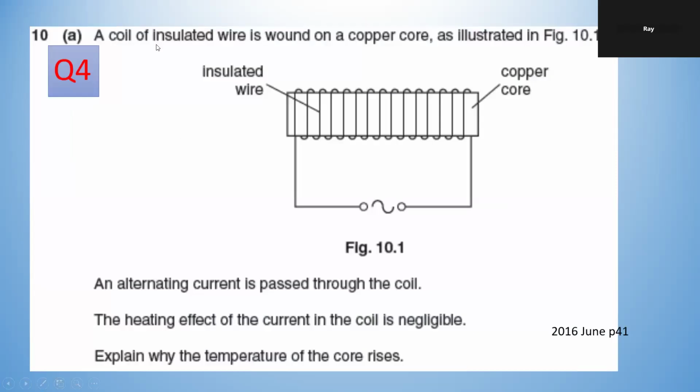A coil of insulated wire is wound on the copper core as illustrated in the figure. An alternating current is passed through the coil. That's an insulated copper wire. That's a copper core. The heating effect of the current in the coil is negligible. Explain why the temperature of the core rises.